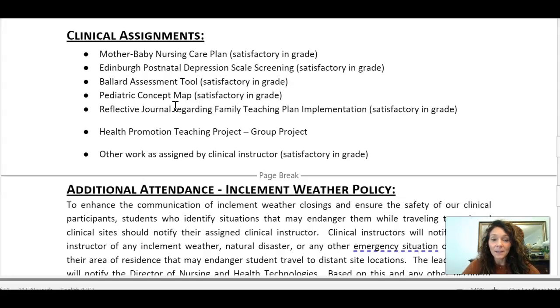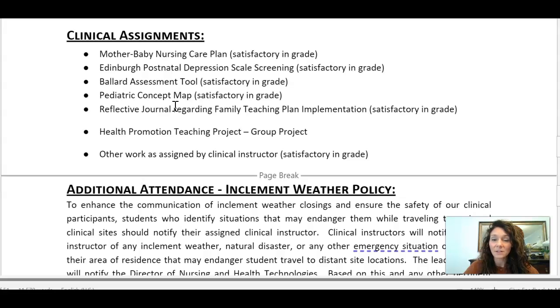You will be doing a pediatric concept map. More than likely, this is going to be completed on your simulation day. We'll get more into that during class. This changes from semester to semester. You also will be required to do a teaching plan for a family.